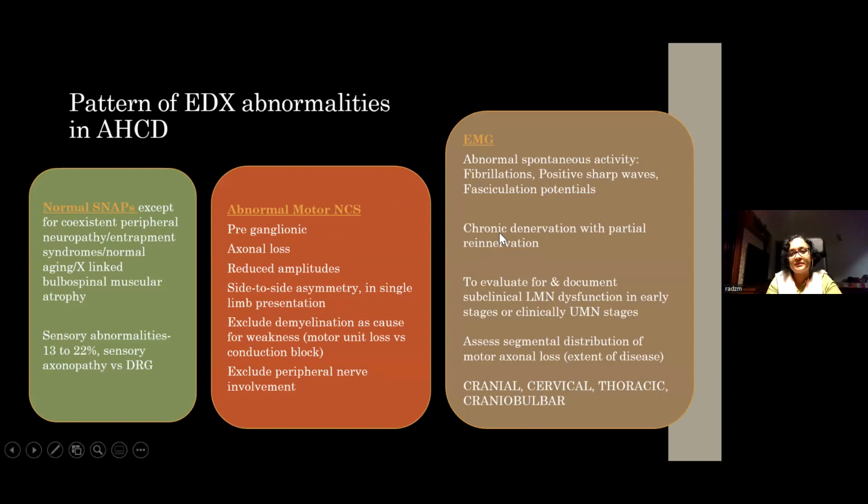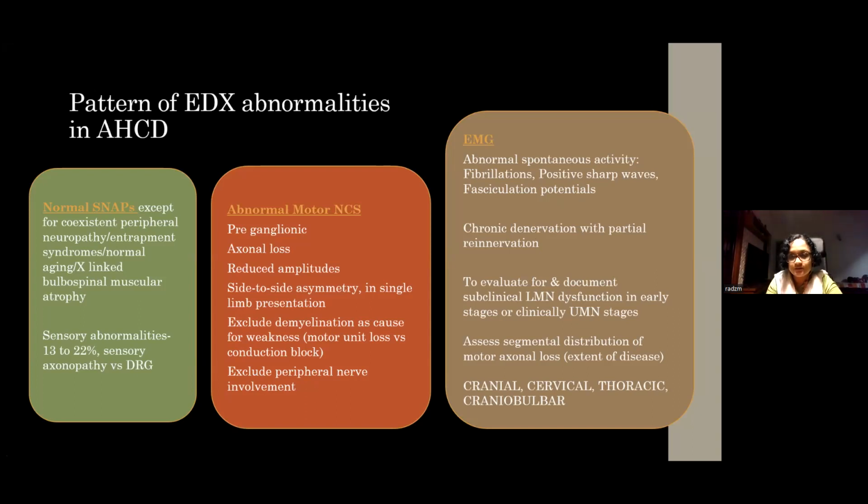EMG, again, like radiculopathy, is the most important test that you do here. You're looking for abnormal spontaneous activity, both in the form of fibrillations, positive sharp waves, as well as fasciculation potentials. They ideally should be accompanied by chronic denervation changes in the form of neurogenic motor units with reduced recruitment. And then you have to evaluate for and document subclinical LMN dysfunction. So if the patient has symptoms in one limb and you show lower motor neuron dysfunction in the clinically unaffected limb, it has a high predictive value for motor neuron disease.